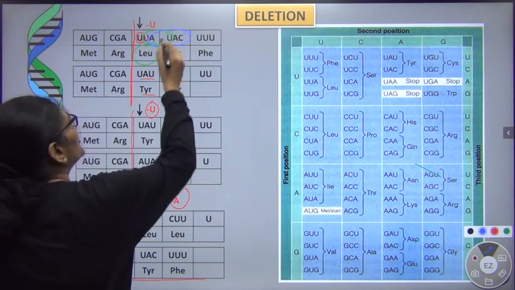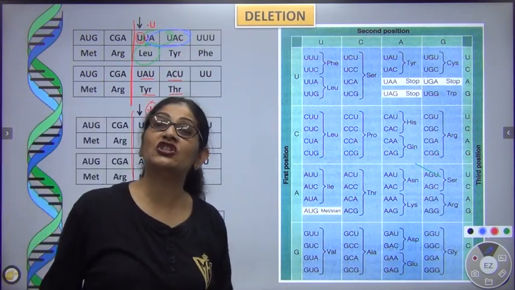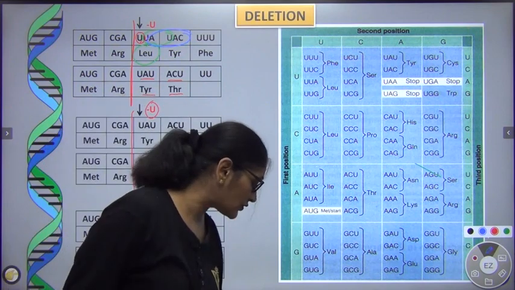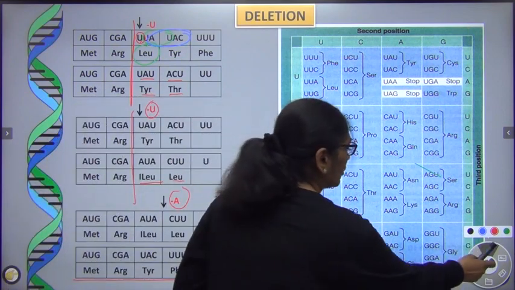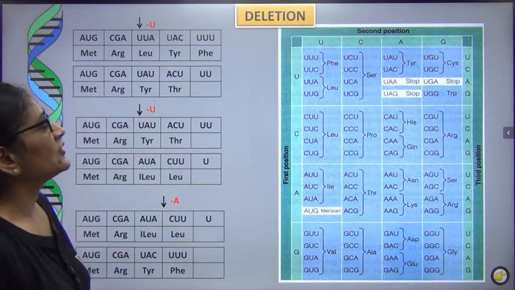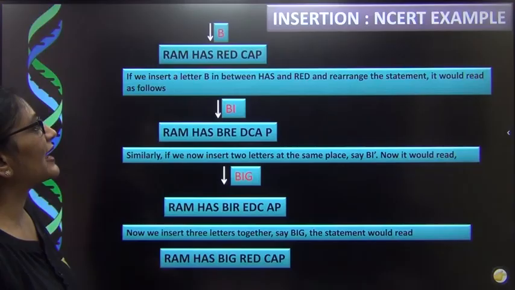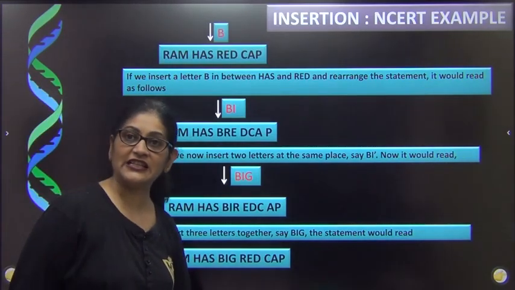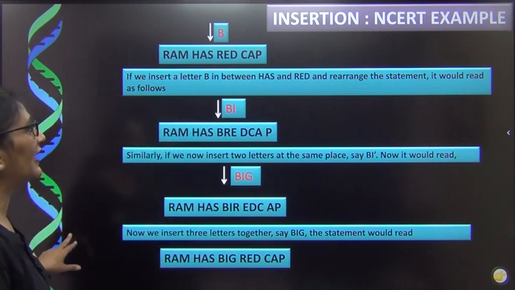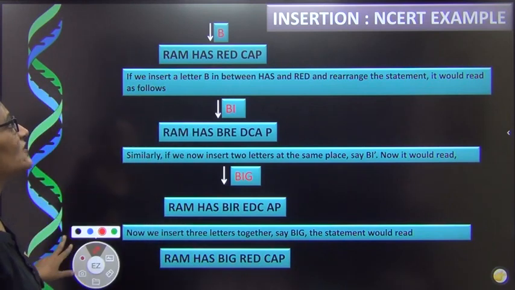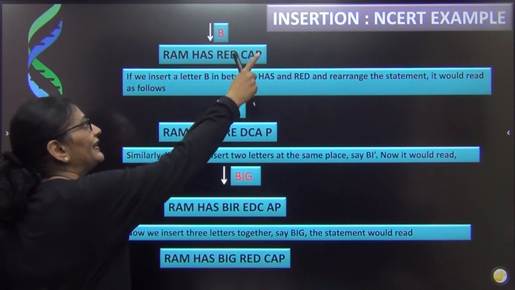That means it is read continuously till you reach the stop codon. So I am sure now you understand what is a frame shift mutation. So I will give you another example which is there in your NCERT. आपके NCERT ने explain किया है. Say there is a sentence called Ram has red cap.